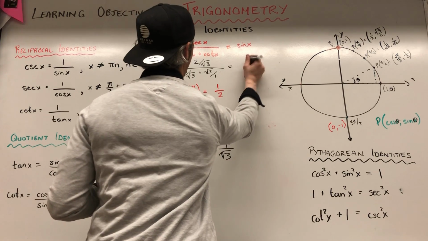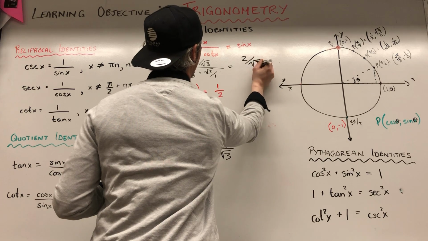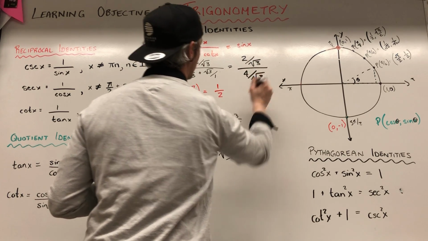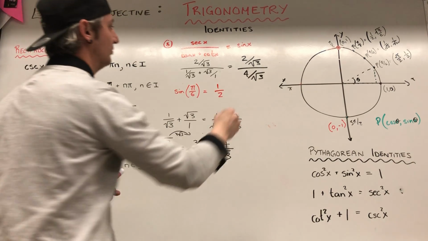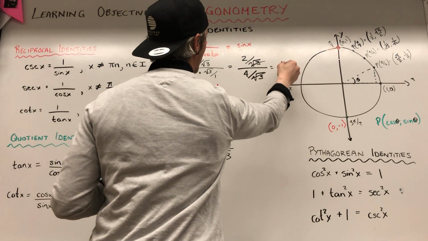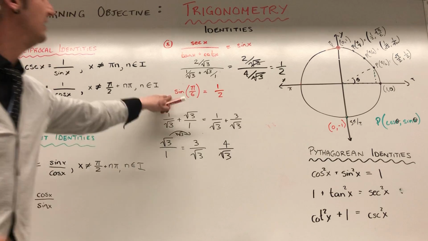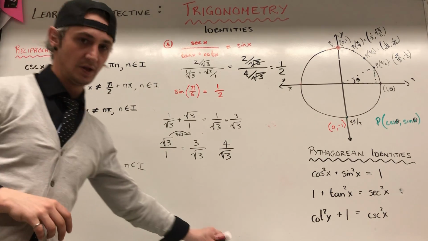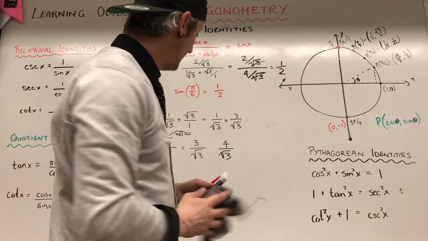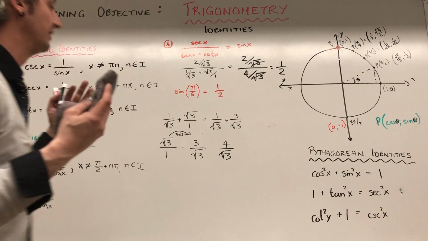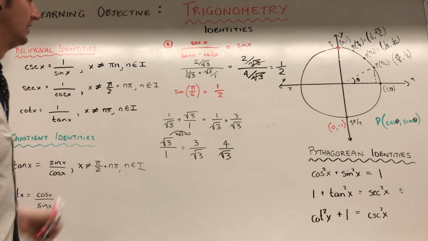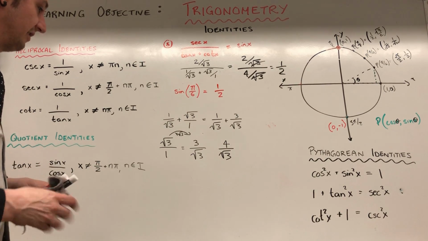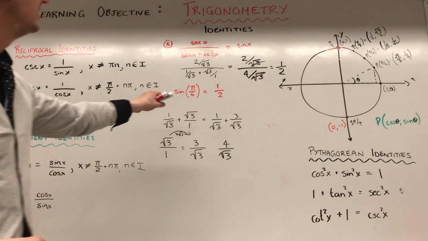So then this becomes 2 over root 3 divided by 4 over root 3. And the root 3's will cancel, and I'm going to be left with 2 over 4, which is 1 over 2. So the left side is equal to the right side. You might want to rewind that. I just solved this myself for the first time, so it's doable. Okay? So that's how we solve those things. I did it for pi over 6.